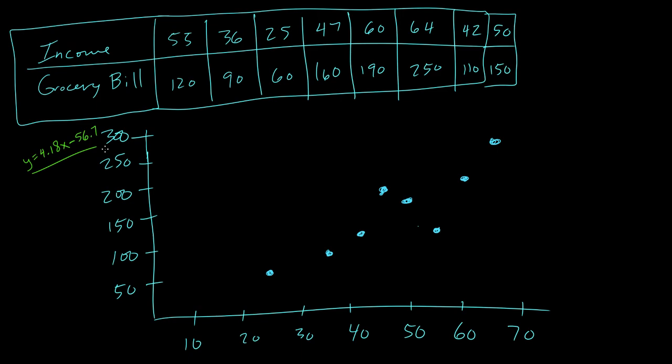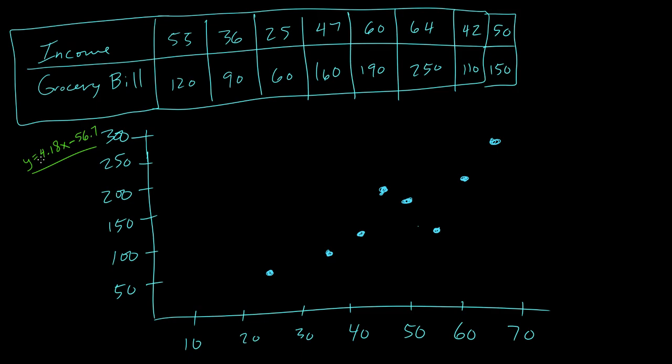C says state and interpret the gradient of the regression line. So I kind of already did that. The gradient or the slope is 4.18. And basically that means that for every $1,000, people tend to spend about $4 more on their grocery bill. So for every $1,000 you make a year, you spend $4 more on your weekly grocery bill.